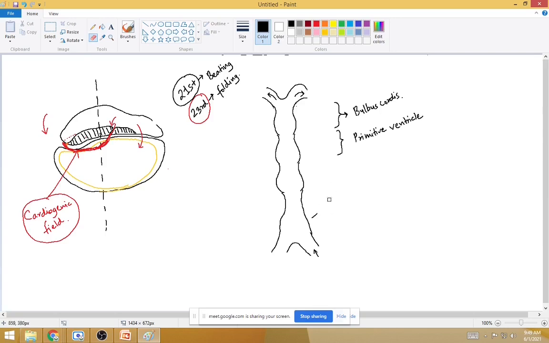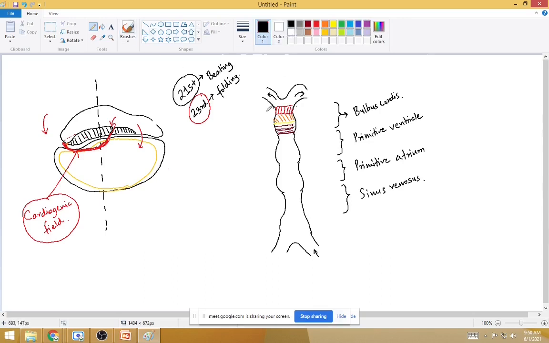The next is known as the primitive atrium. And lastly this is known as the sinus venosus. Now bulbous cordis is again divided into 3 parts: 1, 2, 3.